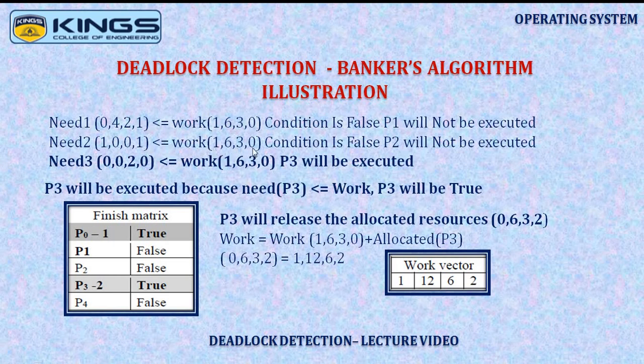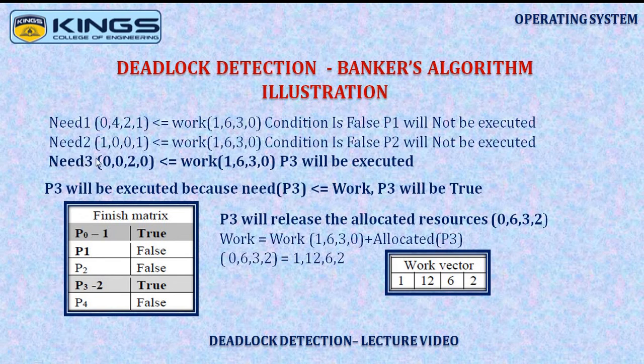Here again the condition fails because there is no availability of D resource, but process 2 is requiring 1 D resource. D resource is not available in the work vector, so the condition is failing. So P2 will also not be permitted to execute now.